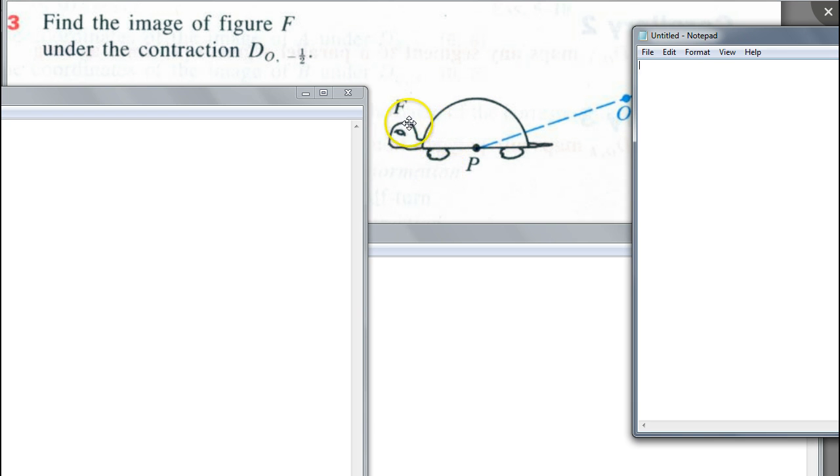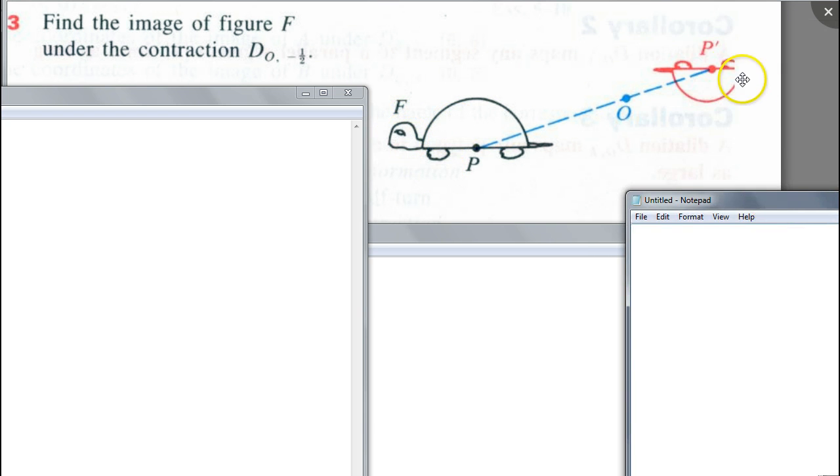Look at the head. The head is right here, so it's going to be on the other side. My head got cut off, sorry. But you see how it'll be upside down. Does that make sense? Why is it upside down?